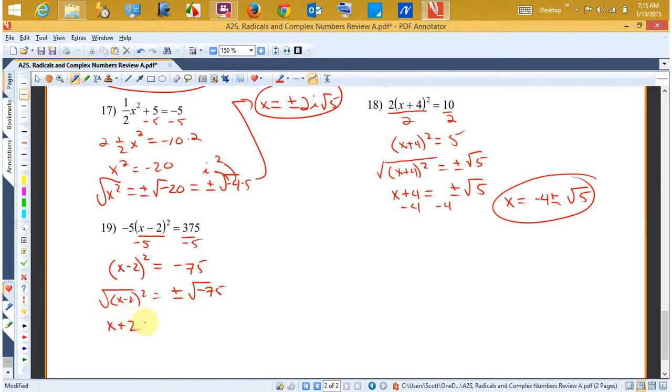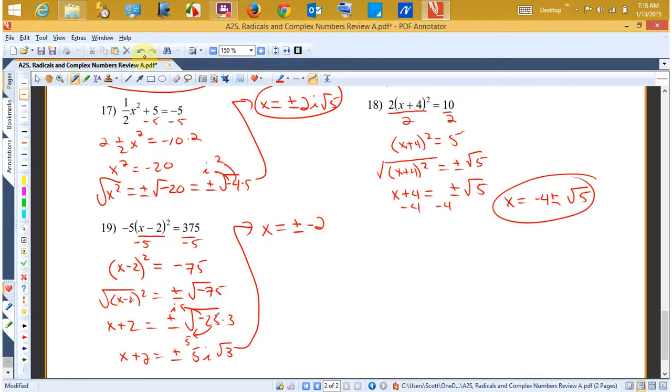x minus 2 is equal to, now I'm going to break this negative 75 into negative 25 times 3. The negative comes out as an i. The 25 comes out as a 5. So I have x minus 2 is equal to plus or minus 5i times the square root of 3. Now I will subtract 2 from both sides. Wait, I add 2. So x is equal to 2 plus or minus 5i times the square root of 3. And I think we're done.